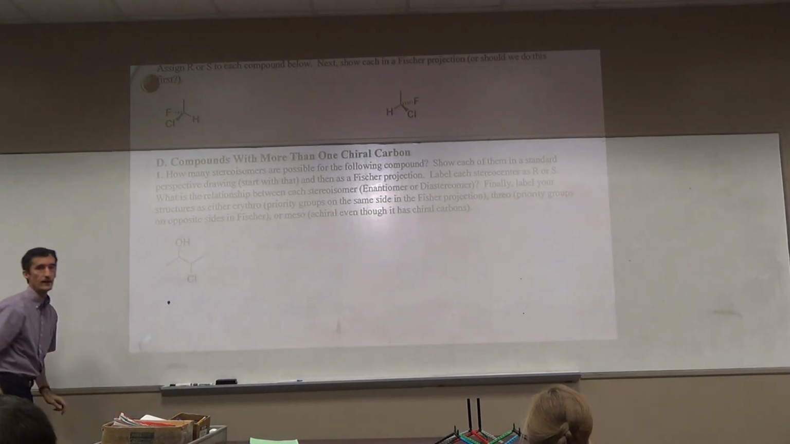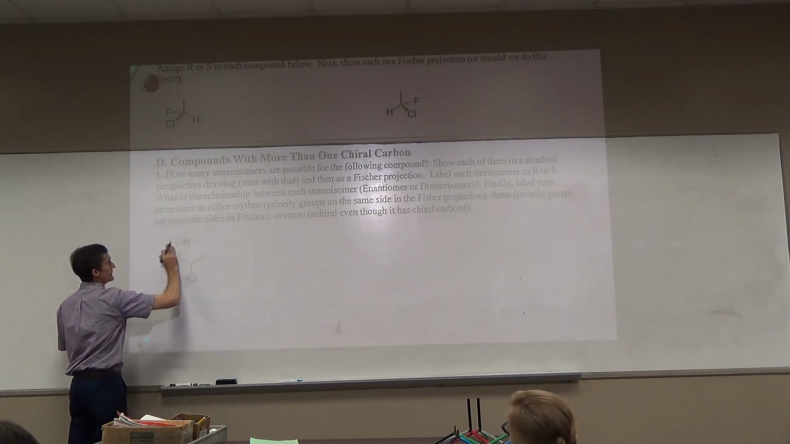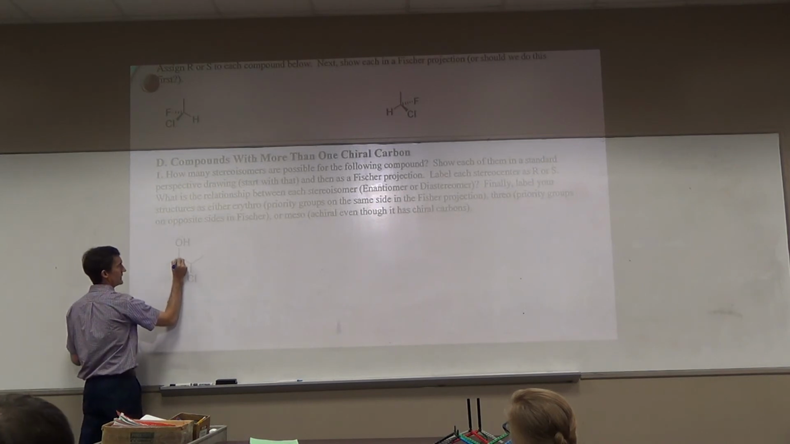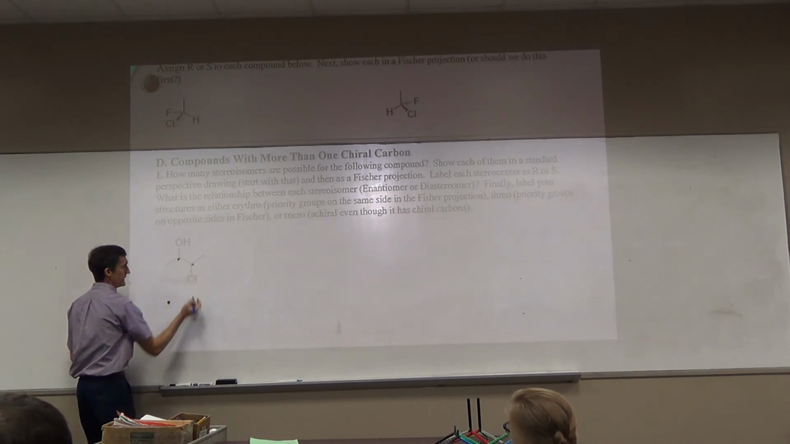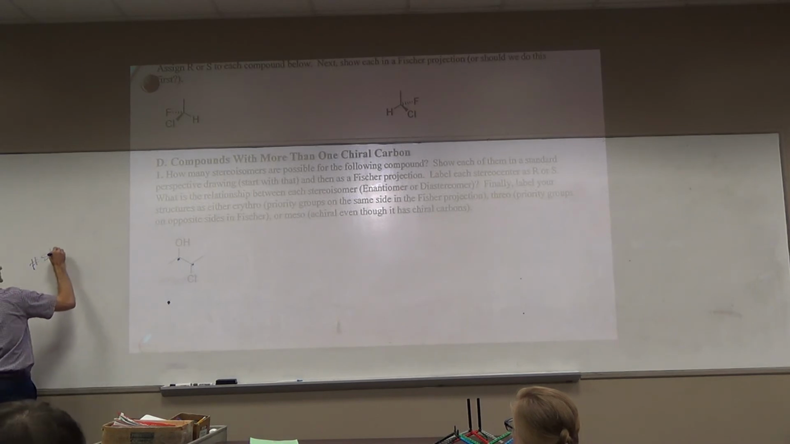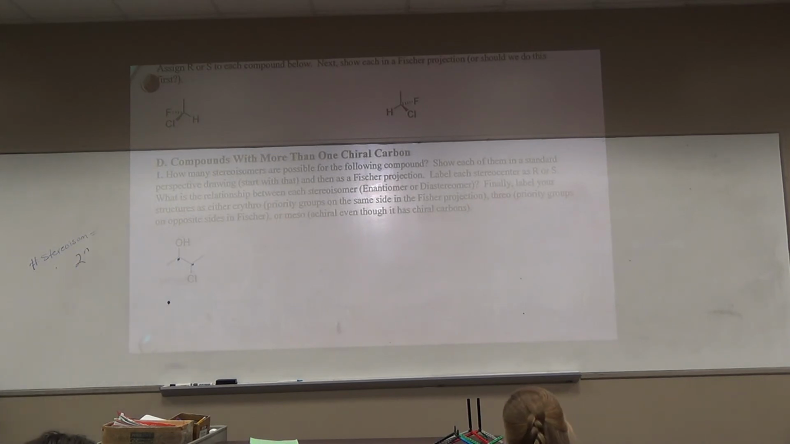2 stereoisomers, yeah. Okay. How many stereoisomers are possible for the following compound? Somebody got it? Okay. Let's see what we can do here. How many chiral carbons here? Is that chiral? Yes. This one? Yes, both chiral. 2 chiral carbons. Number of stereoisomers equals 2 to the n. This is the maximum number, though.